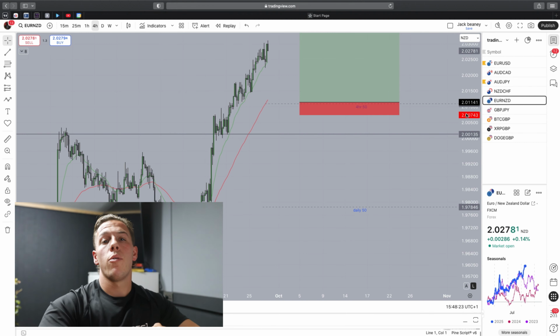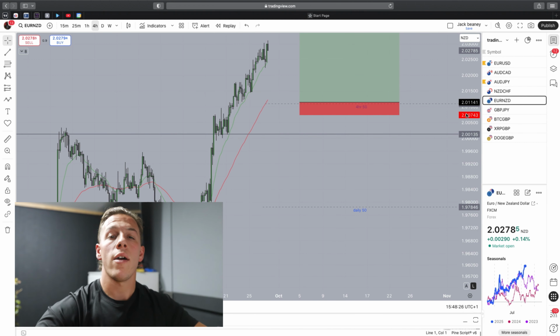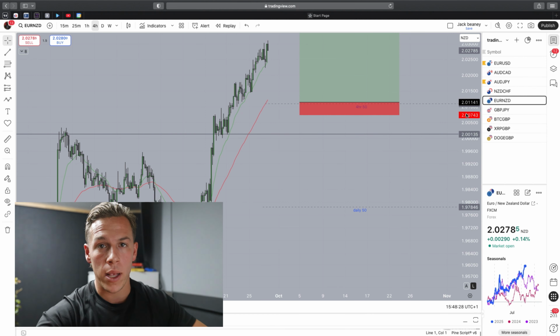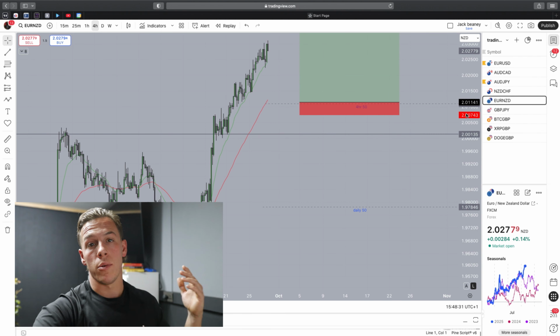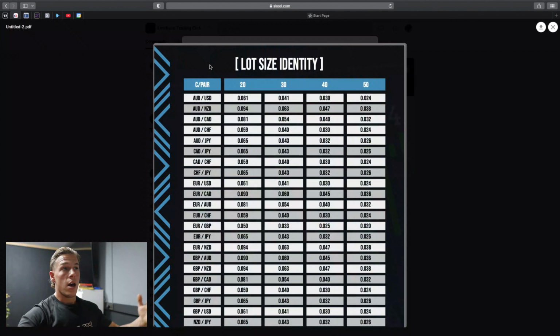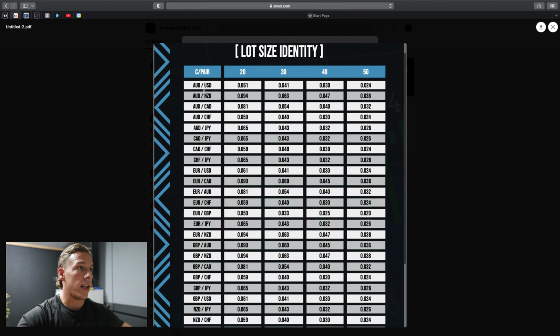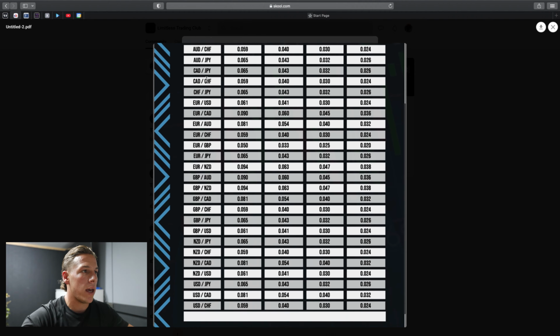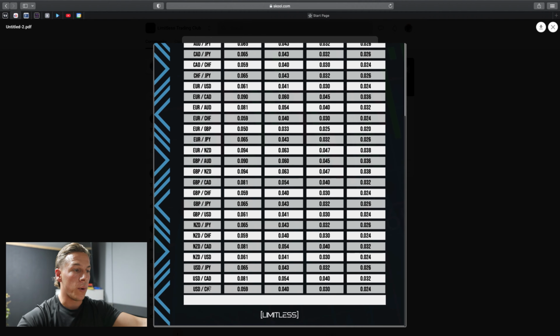This is a very simple fix with one system that I have created following on from my mentor, and that can be found inside the Limitless Trading Club resources section. And that looks like this. It's a lot size identifier, and that shows you what you need to place on each currency pair when you're trading. First of all, you can see here on the left hand side is the currency pair, C pair. That brings up every currency pair that you can use and you will be trading.